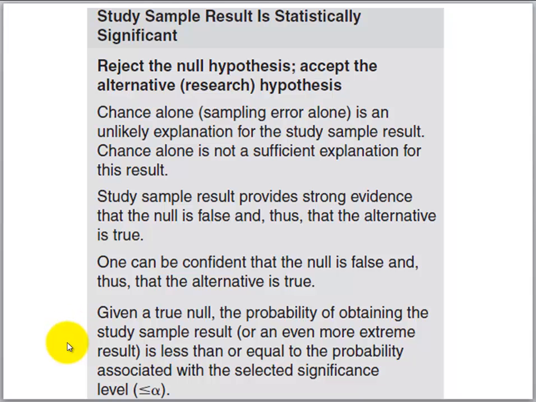And then finally, I'll read the first conclusion, the formal conclusion that holds. So when a result is statistically significant, then therefore, given a true null, the probability of obtaining that result, or an even more extreme result, is less than or equal to the probability associated with the selected significance level. That is, it is less than or equal to alpha.